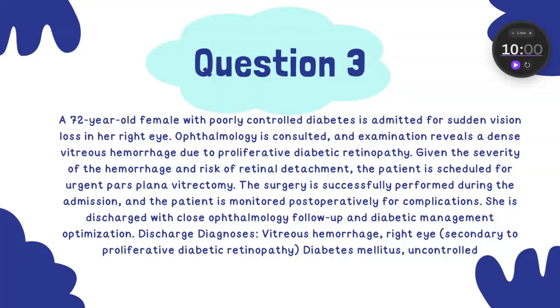Discharge diagnoses, vitreous hemorrhage, right eye, secondary to proliferative diabetic retinopathy, and then diabetes uncontrolled. All right. I don't really have anything to say about this one. So I will start the timer.